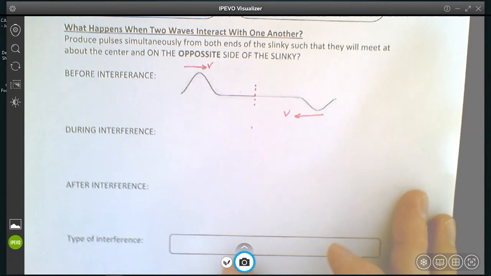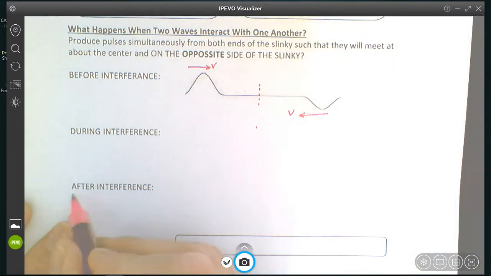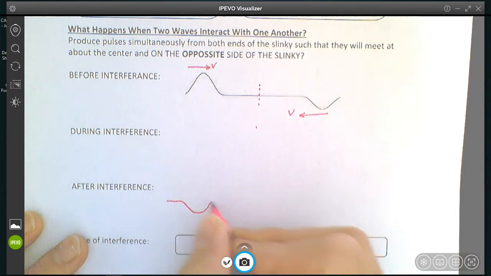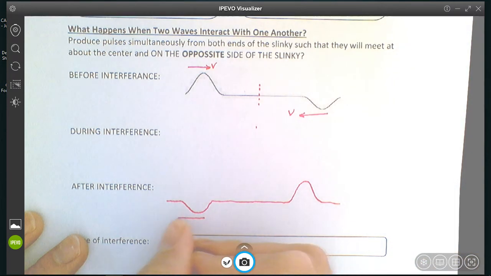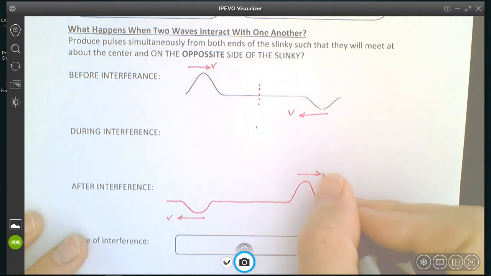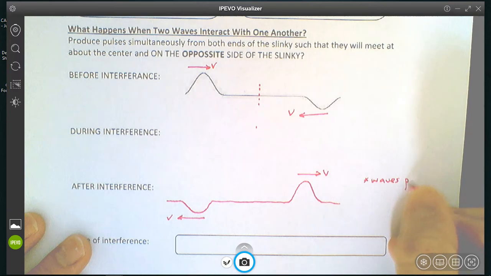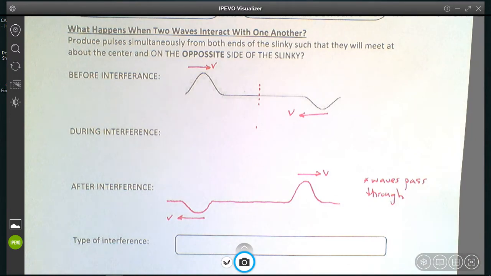Now, what you found out from yesterday in the videos was that after interference, the waves don't bounce off of each other. Some people think they bounce off, but that's not true. What happens is the waves pass right through each other. Remember, particles don't do this. Particles would bounce off of each other. Waves can pass through each other. Remember, it's the energy. The particles themselves in transverse waves are only going up and down. There's no material moving. The only thing that's moving is the energy.